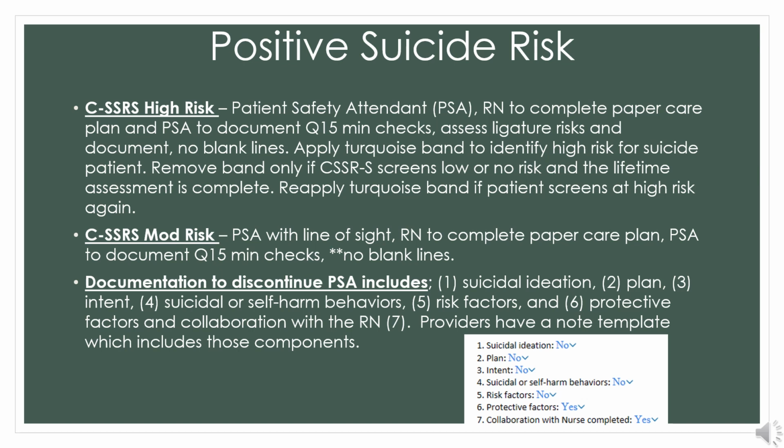For high-risk patients, a patient safety attendant must be present at the bedside, while a moderate risk patient must have a patient safety attendant within line of sight to the patient. Both types of patients will need the paper suicide and ligature risk care plan completed, including Q15-minute checks and the patient safety plan. A turquoise wristband must be worn for high-risk patients.